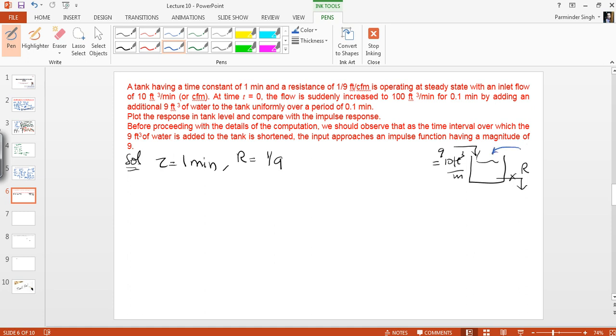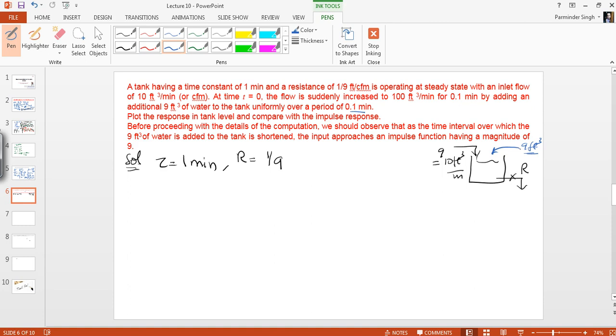Additional water is added, that is 9 feet cube per minute over a period of 0.1 minute. Now we need to plot the response and compare with the impulse. For the impulse, it says the input approaches an impulse function having a magnitude of 9. Okay, no problem. Now let's first try to solve part A of the solution.